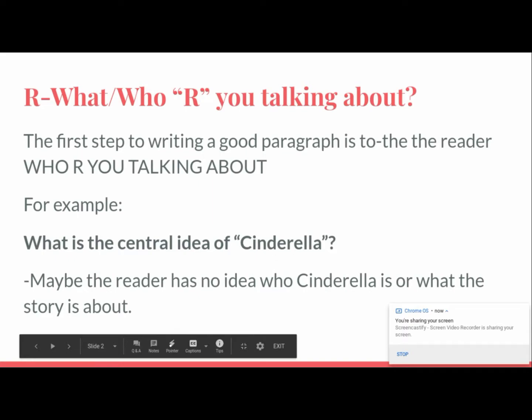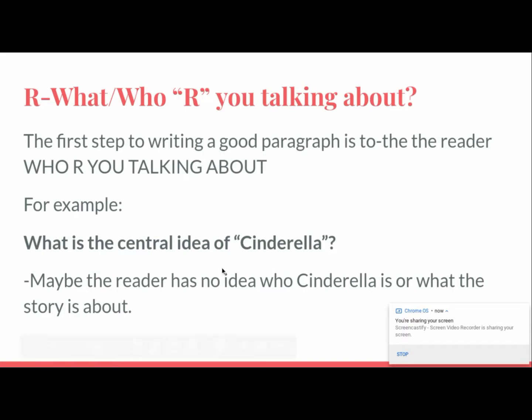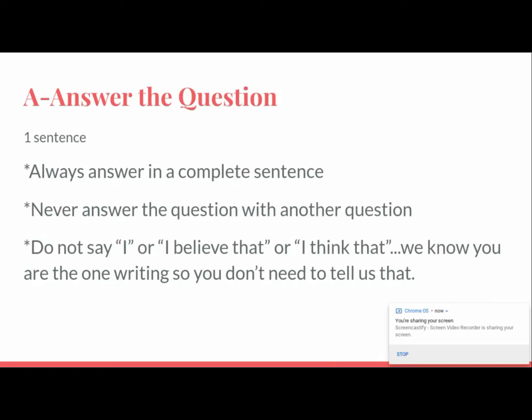So you could start your paragraph with something like, Cinderella was a girl who was treated very badly by her stepmother and stepsisters after her father passed away. Okay, and that would give a good intro to your paragraph.